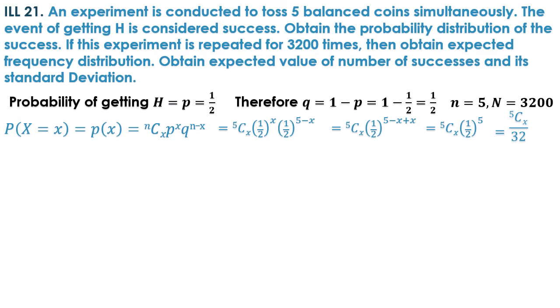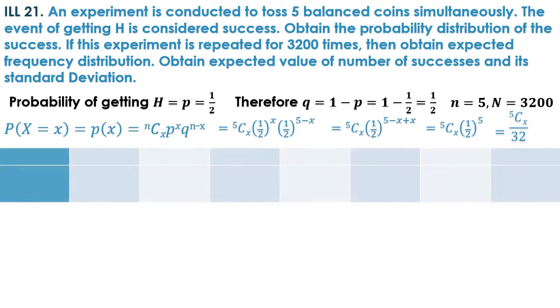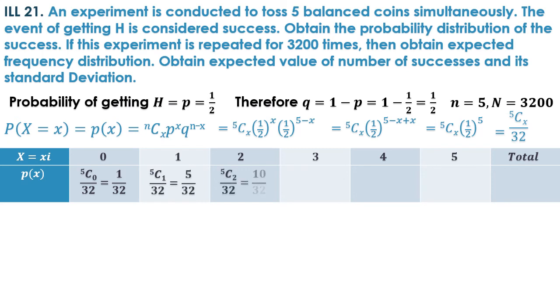So if I take x equal to 0, then 5C0 upon 32. If I take x equal to 1, then 5C1 upon 32, and so on. Let's write down the values here. 5C0 upon 32 will be 1 upon 32. If I take 5C1, then 5 upon 32. If I take 5C2, then 10 upon 32. If I take 5C3, then again 10 upon 32.